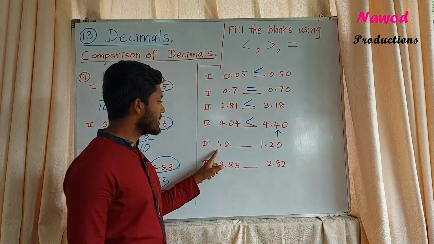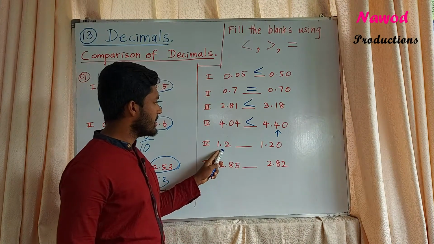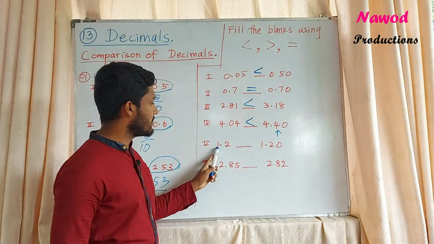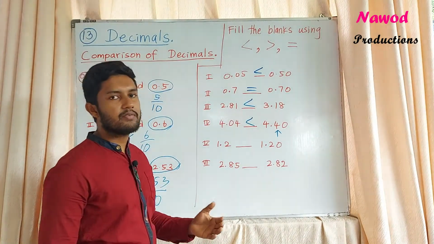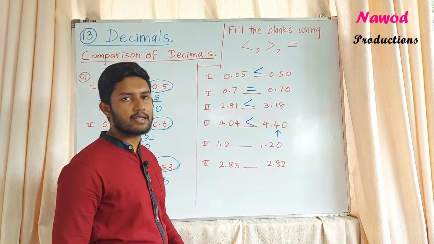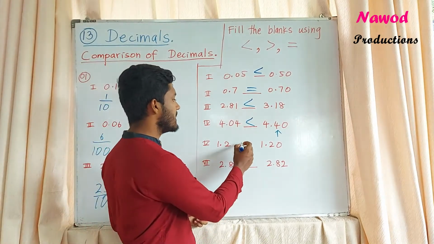Then here the decimal point is in the middle. Yes, 1.2, 1.20. Easily, when we are reading also, we can understand that those two are equal decimals.